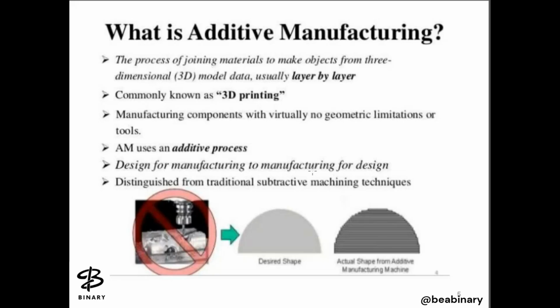Because of this loss, your time consumption will be more, your power consumption will be more, and the yield will be less. To overcome this, we go for additive manufacturing. Here is a raw diagram of additive manufacturing technology, layer by layer. This is the desired shape and the actual shape from additive manufacturing machines. This is the desired shape we defined earlier, and this is our layered structure.